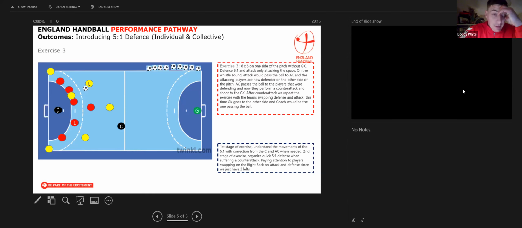Okay, I'm thinking that you could still do something similar to this, but with reducing the need to have the counter attack. Has anyone else got any suggestions that might prompt some creativity in this one? Okay, do we need to have the counter attack on the full court?